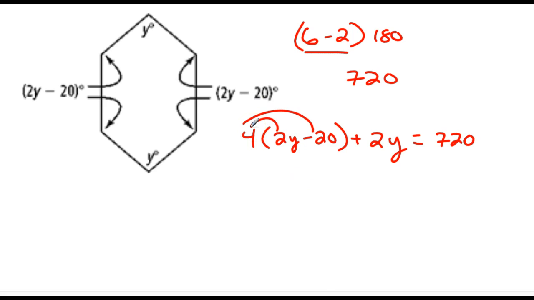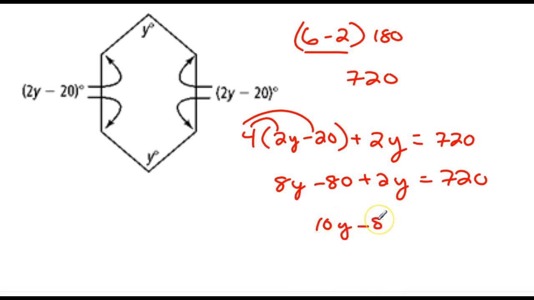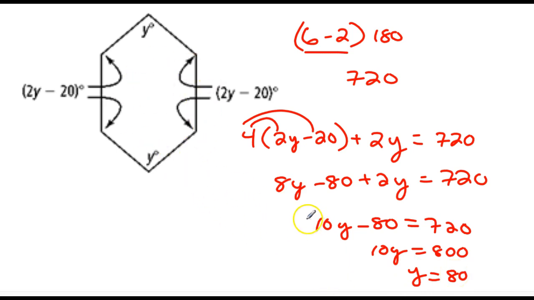Make sure you distribute here to both numbers. You end up with 8y minus 80 plus 2y equals 720. Combine your like terms, you get 10y minus 80 equals 720. Add 80 to both sides, you get 10y equals 800, or y is equal to 80. And when you substitute these in, you should get 80 here, 80 here, 140 right here, 140 right here, and all of these should add up to 720 degrees.